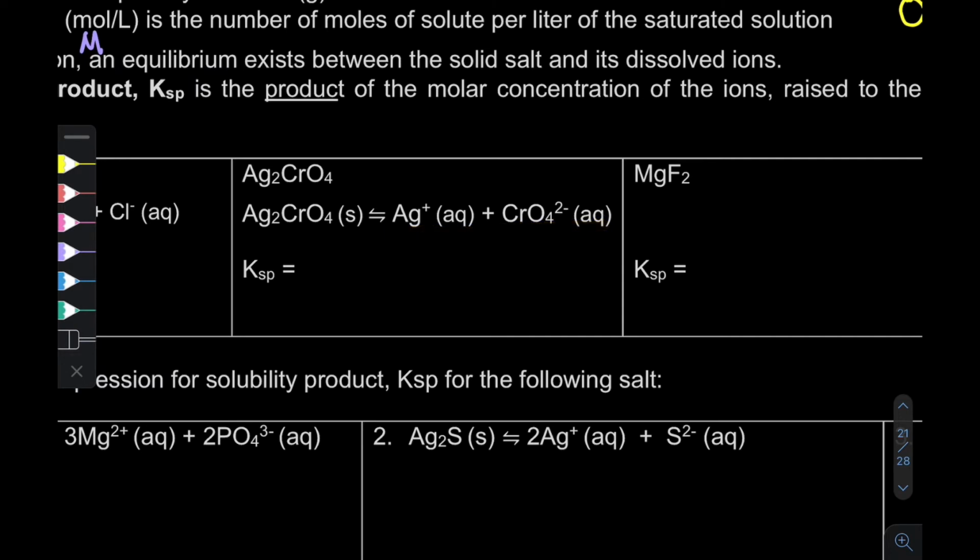But then check, is it balanced or not? So silver kita yang tak balance, CrO4 kita dah balance. So 2 Ag plus CrO4 2 minus. So how we gonna write it down? Ag plus, it's to the power of 2. Then CrO4 2 minus. Mesti ada square bracket because we're talking about molar solubility, which is our concentration.